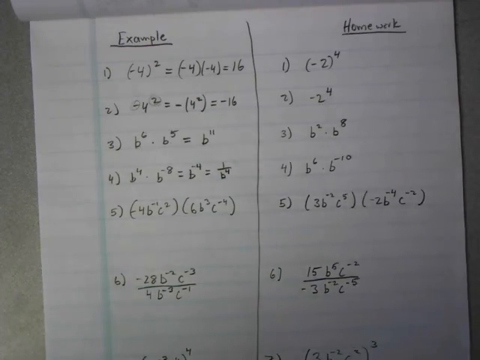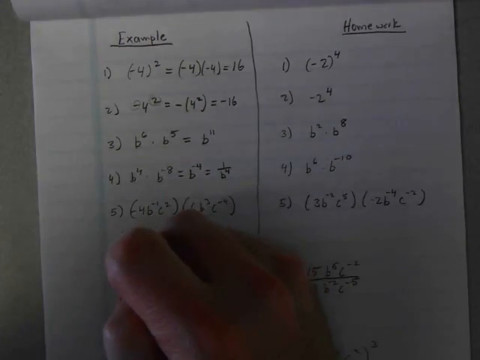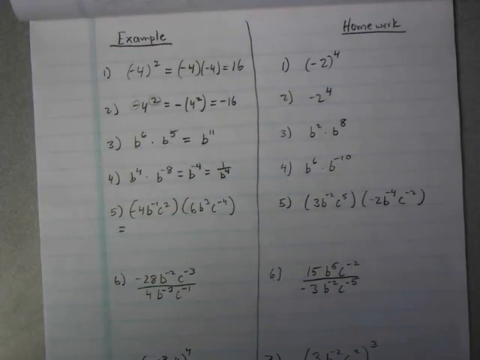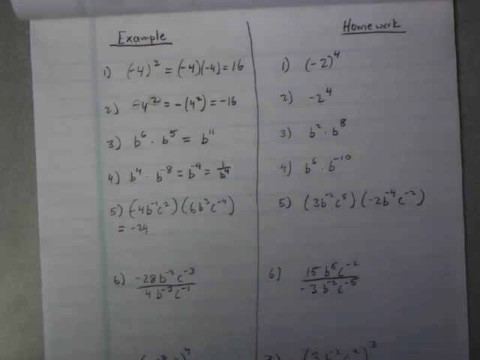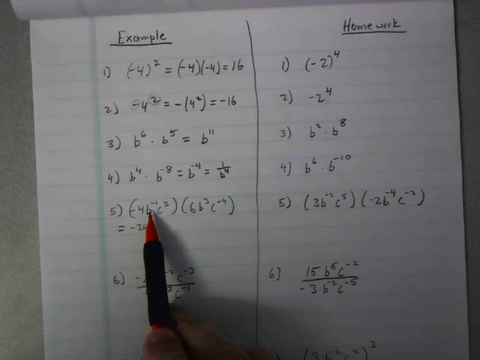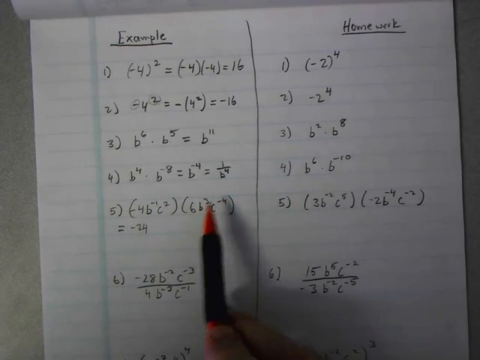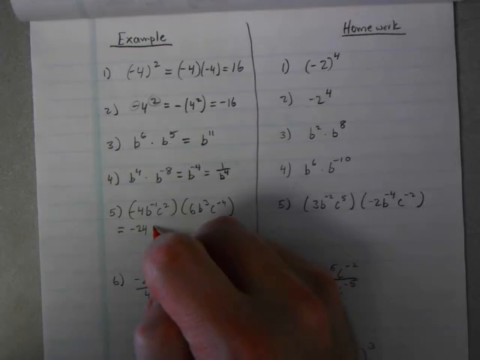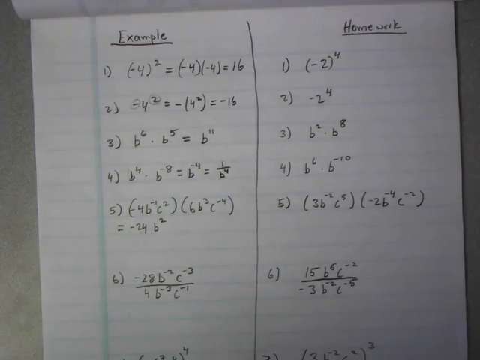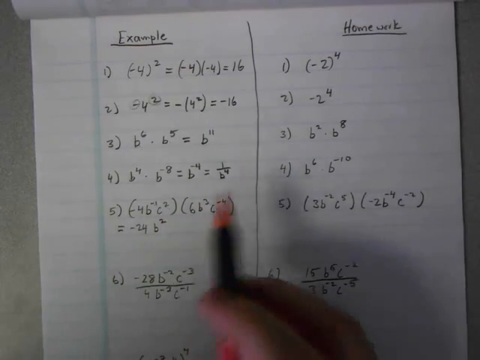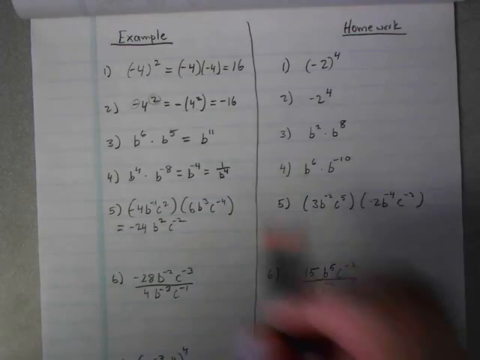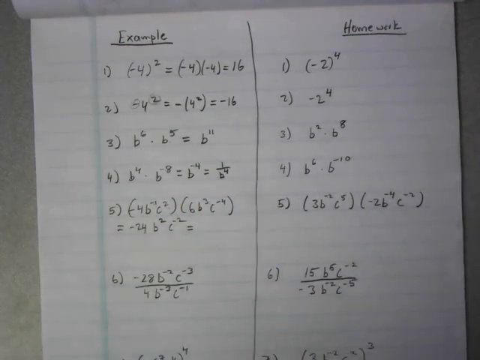Number 5, kind of a combination of 3 and 4. We're multiplying. So what I do first is I multiply my numbers. Negative 4 times 6 is negative 24. And then I deal with my letters. B. I have a b to the negative 1 and a b cubed. I add my powers. Negative 1 plus 3 is 2. So that's b squared. And then with my c's, I add my powers. C squared, c to the negative 4. 2 plus negative 4 is negative 2. Then I notice that one of my things has a negative power. The one with the negative power goes on bottom. Everything else with a positive power stays on top.